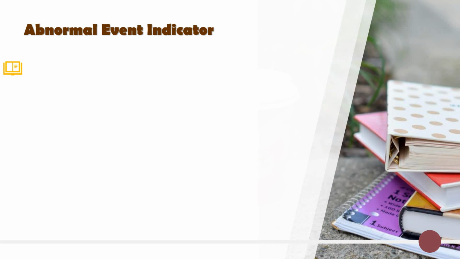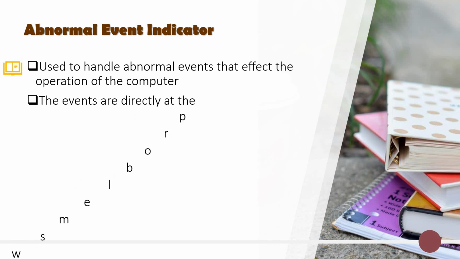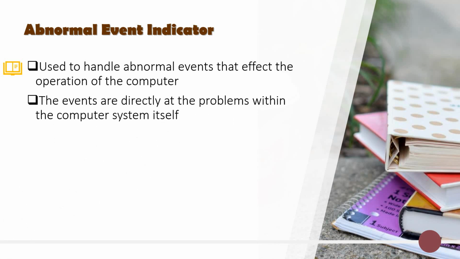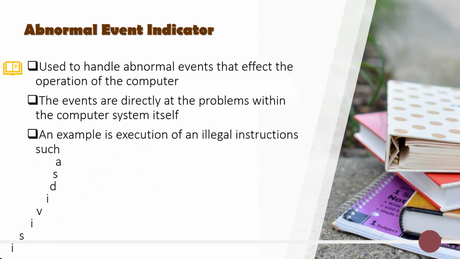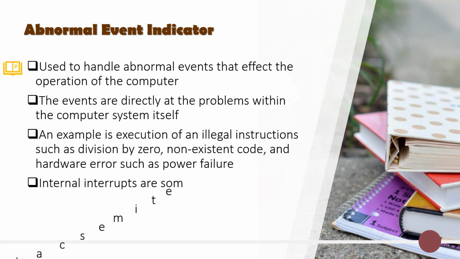Abnormal event indicator. Used to handle abnormal events that affect the operation of the computer. The events are directed at problems within the computer system itself. An example is execution of an illegal instruction such as division by zero, non-existent code, and hardware errors such as power failure. Internal interrupts are sometimes called traps or exceptions.